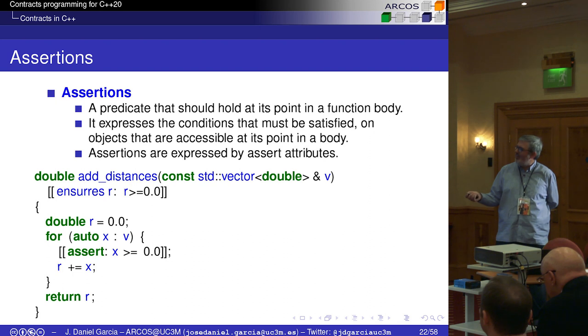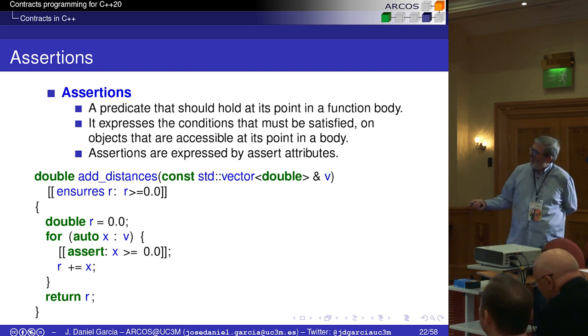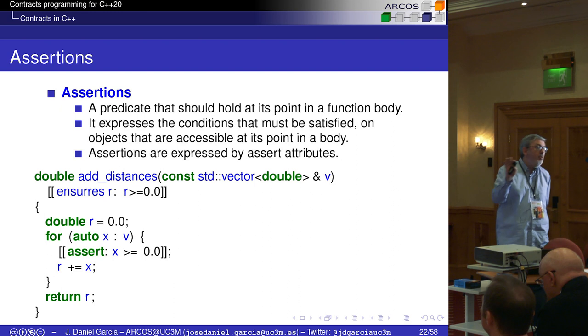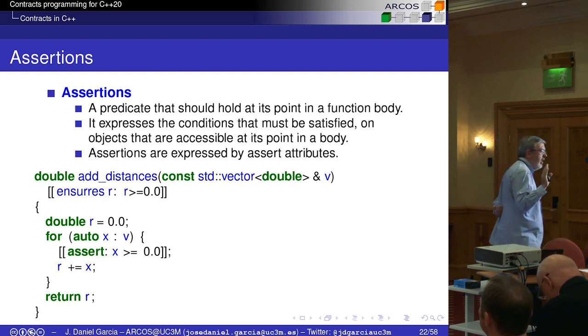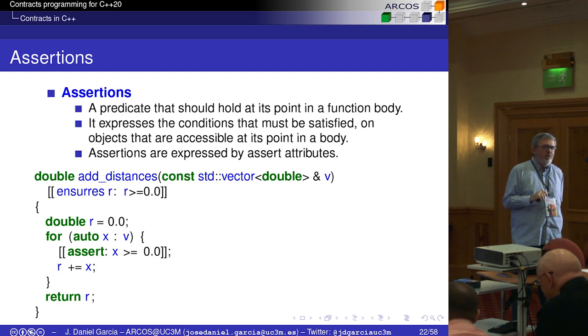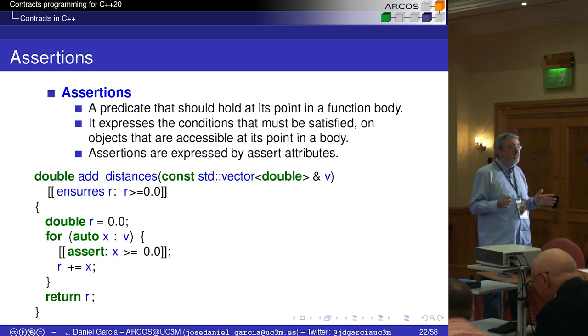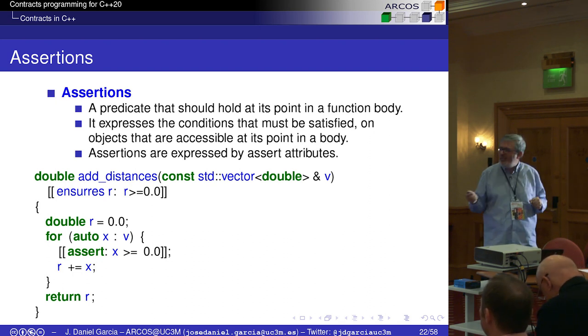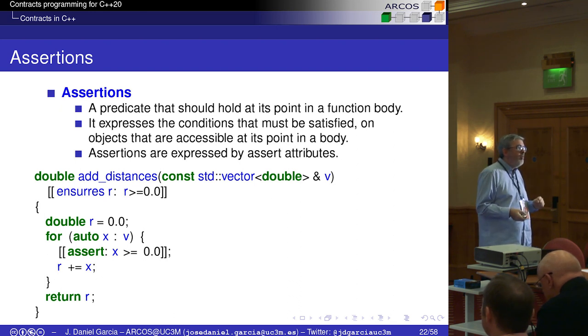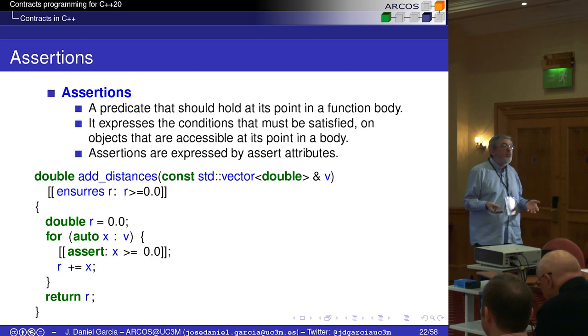Here I have a function addDistances that takes a vector of doubles and that assumes that all the doubles in the vector are non-negative. And while I am computing the addition, by writing an explicit loop, you may assert that each individual value is non-negative. So you can put asserts wherever in the code. Where you, in the old days, used the assert macro, now you can use the assert attribute. So what's the difference between the assert macro and the assert attribute? The most important difference is that this is a language feature and not a library feature. And because of this, the compiler can use this information to reason about your code.